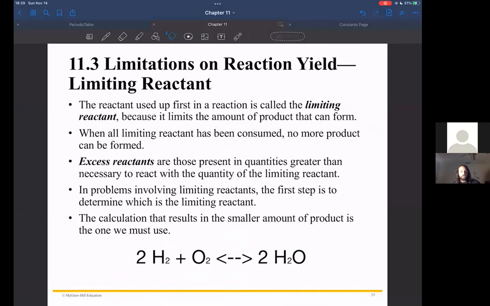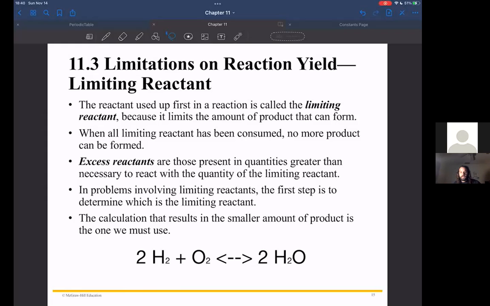So hydrogen combines with oxygen to make water. Hydrogen gas combines with oxygen gas to make water. And it happens in this ratio where 2 moles of hydrogen are consumed along with 1 mole of oxygen, and that produces 2 moles of water. Okay.